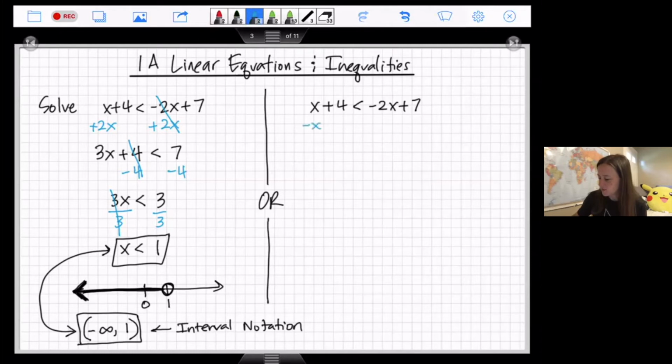So if I decided to subtract x from both sides, right, then I would get a 4, a negative 3x on the right plus 7. Then we would have to subtract the 7 from both sides. So I'm going to subtract 7. And then I get, let's see, this is negative 3 less than negative 3x. Divide by negative 3.